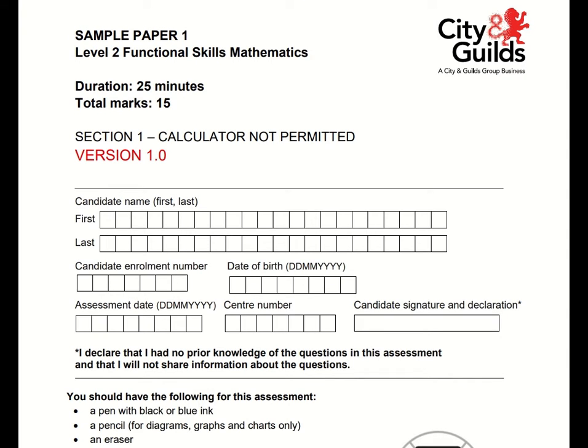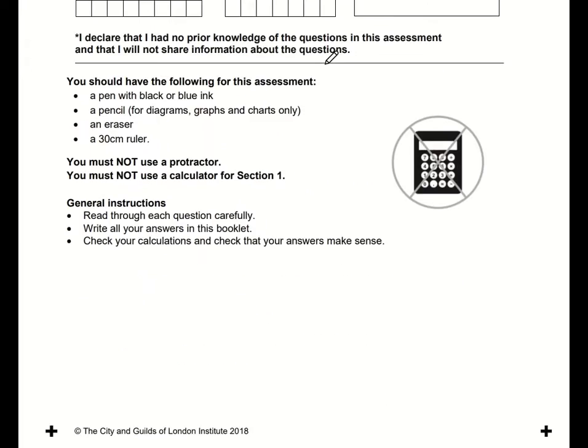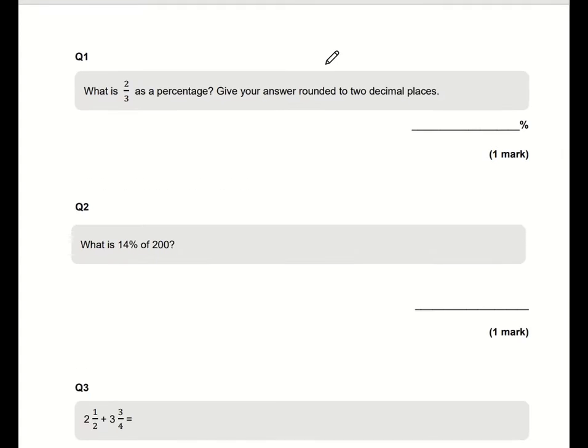Here are the video solutions for City and Guilds Sample Paper 1 Level 2 Functional Skills Maths. This is section 1, the non-calculator section. So let's take a look at question number 1.